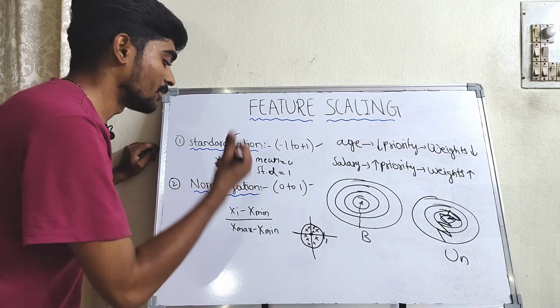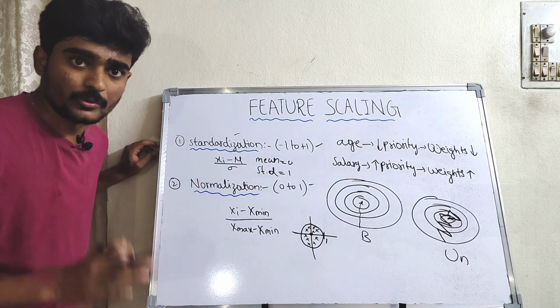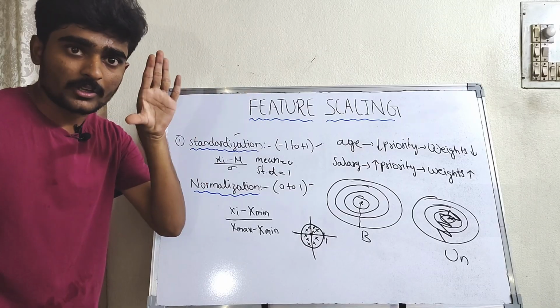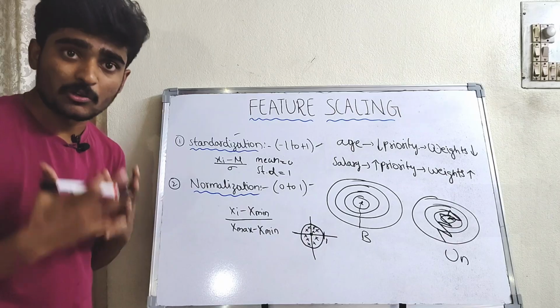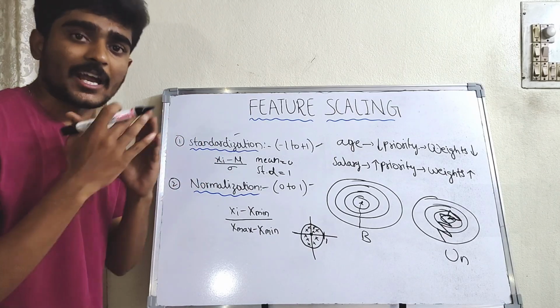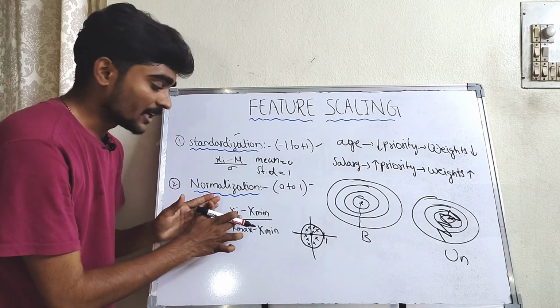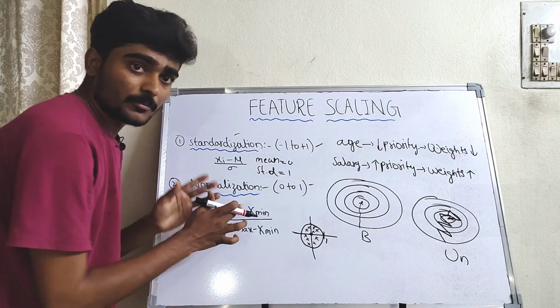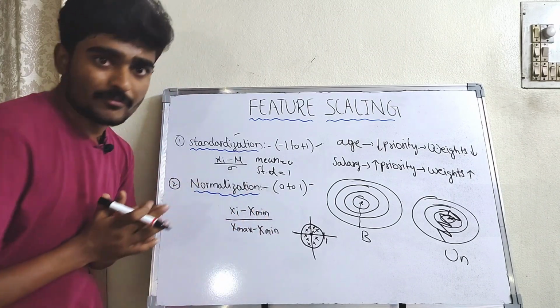Now we'll be looking at normalization. In normalization, what you do is you select a column, and you extract the minimum value and maximum value of that column. You subtract the minimum value from a particular data point and divide it by the maximum value minus the minimum value.